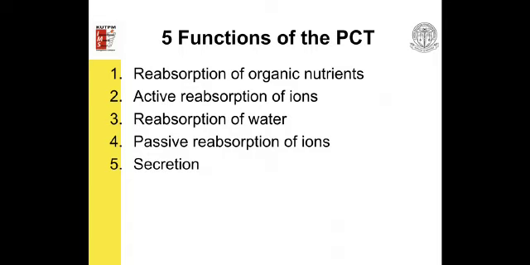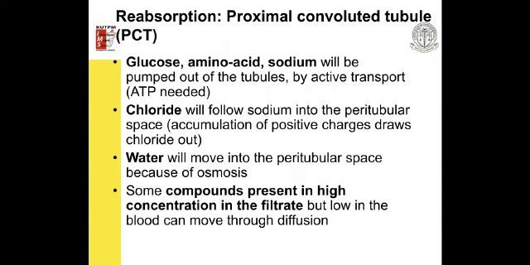The 5 functions of the proximal convoluted tubule are reabsorption of organic nutrients, active reabsorption of ions, reabsorption of water, passive reabsorption of ions, and secretion. Reabsorption in the proximal convoluted tubule is predominantly where glucose, amino acids, and sodium are pumped out of the tubules by active transport, which is ATP dependent, whereas chloride will follow the sodium into the peritubular capillary space. It is the accumulation of positive charges that draws the chloride outside the tubule.